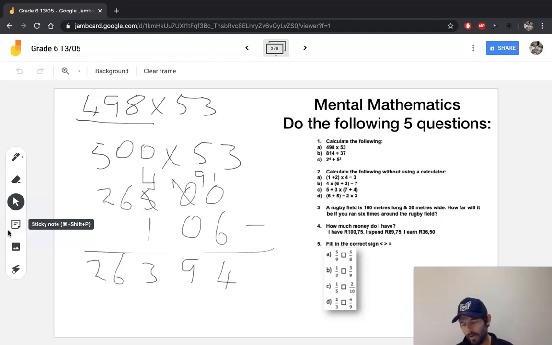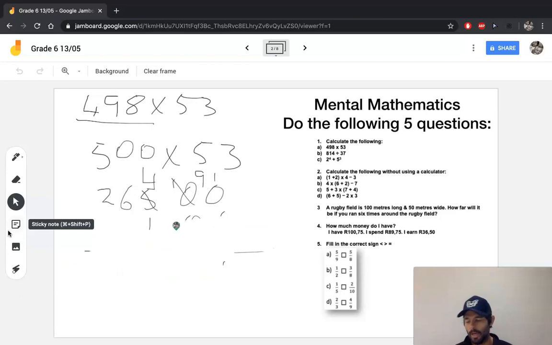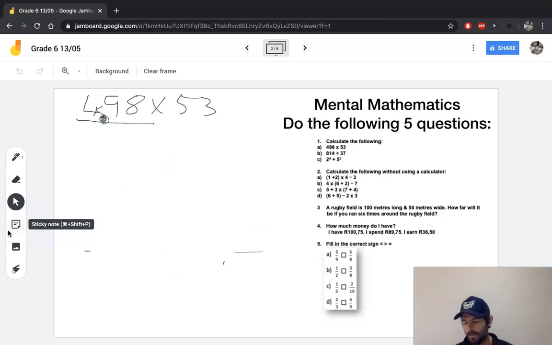Okay, so the second question is a long division question. We haven't had one of these for a while. So 814 divided by 37. And by now, you should know that I like to do this first.